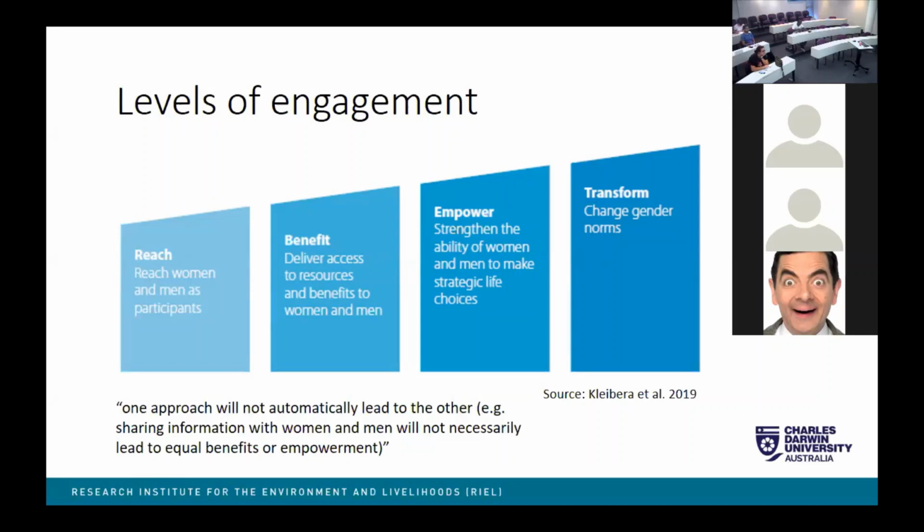And a lot of empowerment is about having choices. That's another definition that is implicit in the word empowerment. And then the final stage of this spectrum of engagement is to actually change gender norms, which is around gender and gender participation in fisheries. And the note that Clibera made is that one approach will not automatically lead to the other. So just reaching people would not automatically lead to benefiting both genders. So there's work involved in achieving those different levels.